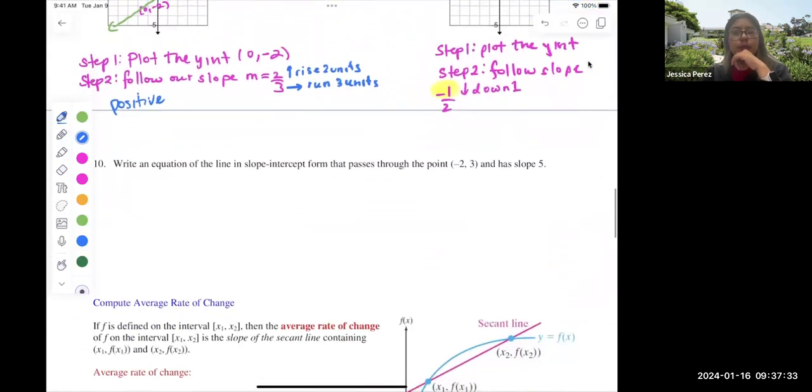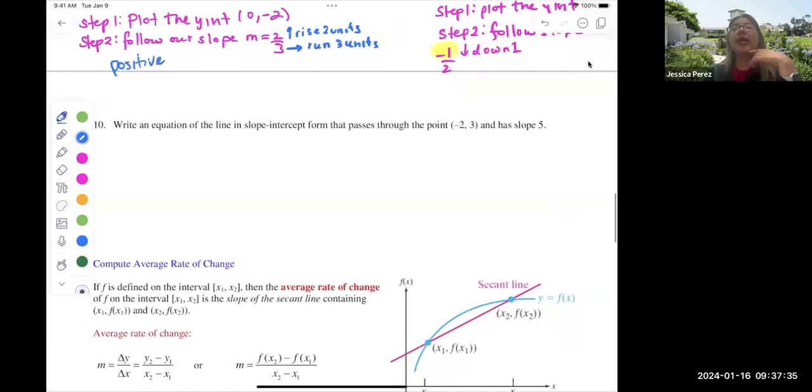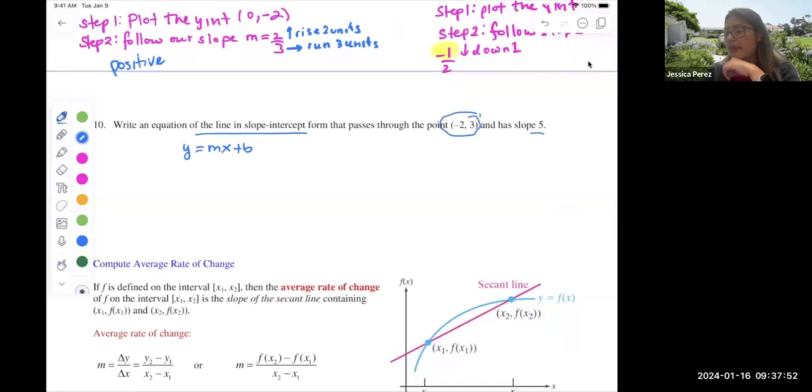Now that we know those pieces, I want to actually write an equation in slope-intercept form. So before anything, what is the slope-intercept form? That's y equals mx plus b. And what is this telling me? It's saying it's passing through the point and it has a slope of 5. So we know that m is equal to 5, and we know one of the points, (x1, y1). So one of the points is (-2, 3).